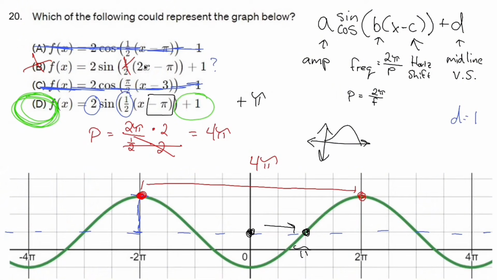That 2 there threw everything off. But if I factored out the 2, that changes the frequency. But the frequency is right. Just a lot to see here, a lot to do with. But we did it. And I hope this helps.